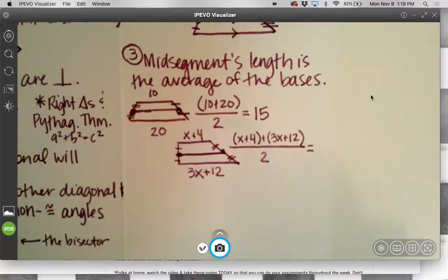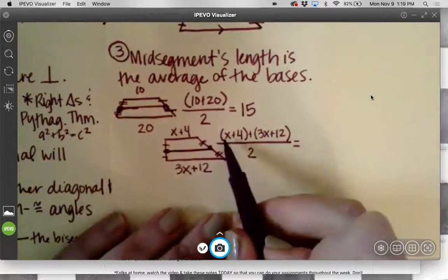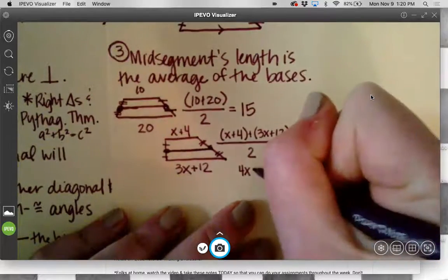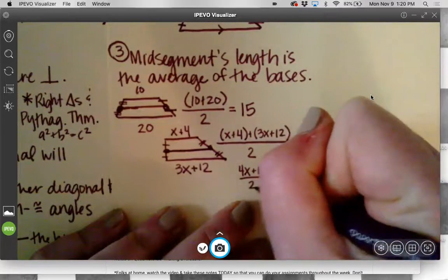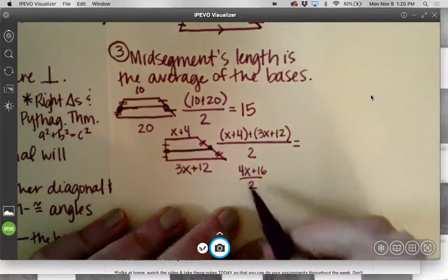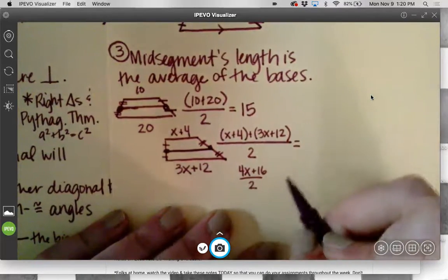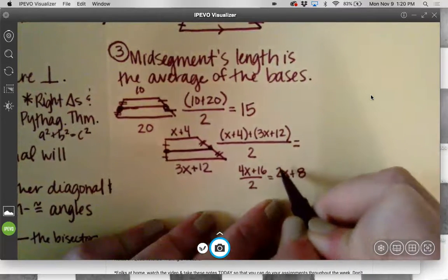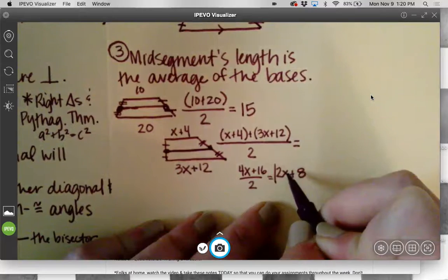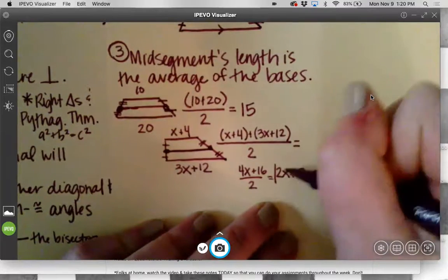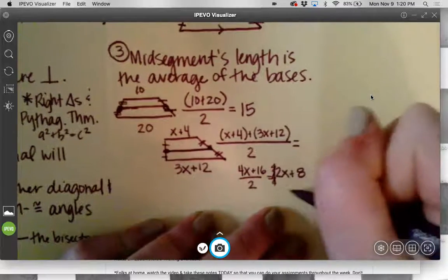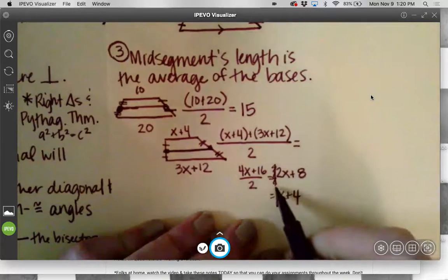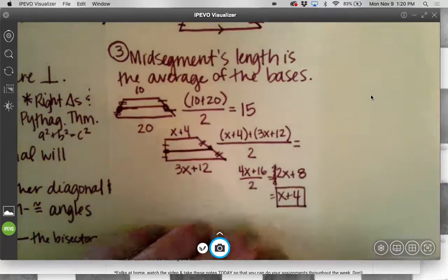That's what we're solving. So you would just combine like terms. So 3x plus another x is 4x. 4 plus 12 is 16. Divide it by 2. And then when you cut both of those in half, you have 2x plus 8. Yes, or x plus 4. Thank you. Simplifying it all the way down.